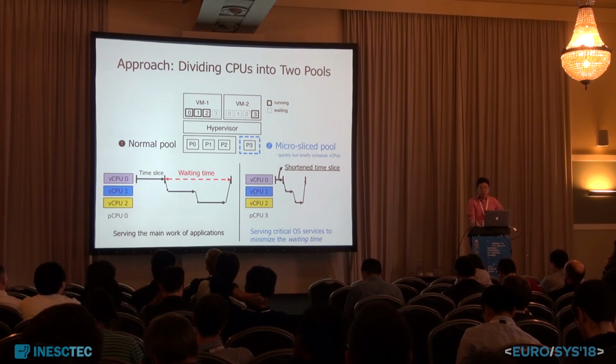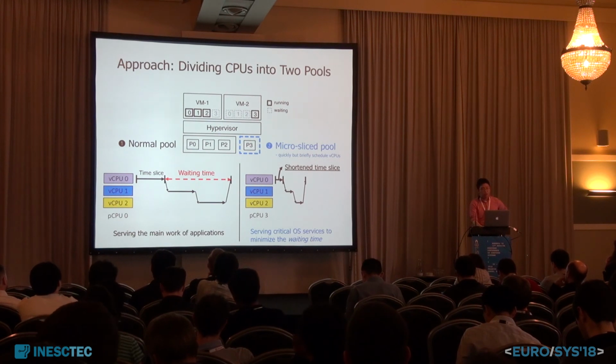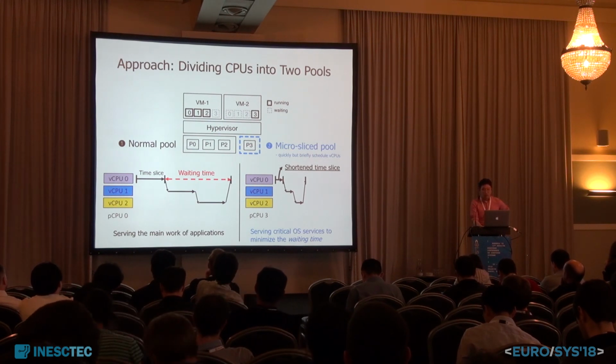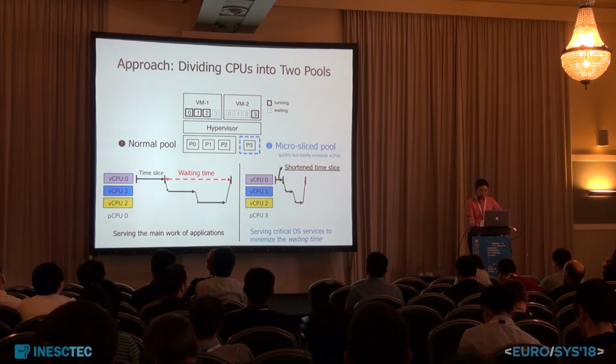Application threads will be running on the normal pool as usual so that they are not going to experience the downside of the short time slice. On the other hand, the critical OS services we've seen before, which are supposed to be rapidly completed, will be served on the micro-sliced pool so that we are able to minimize the waiting time.